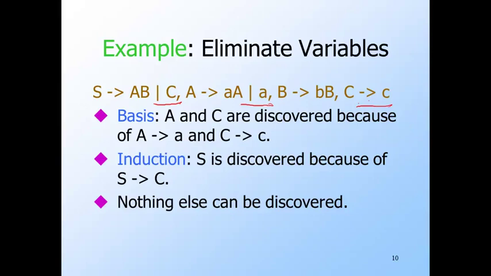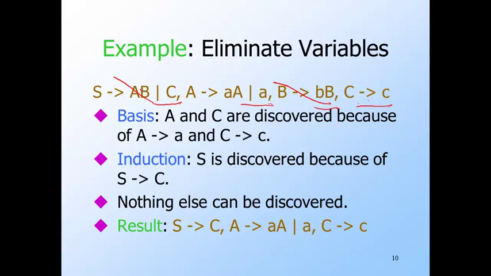The only variable we have not yet found to derive a terminal string is B, and B has only one production body, which is little b, followed by big B. But this body does not consist only of terminals and discovered variables, so we can never add B to the set of discovered variables. Thus, B is useless, and we eliminate all traces of it. That includes not only the production B goes to BB, but the production S goes to AB, leaving us, of course, fortunately, S goes to C still remains, as well as the two A productions and the C production.